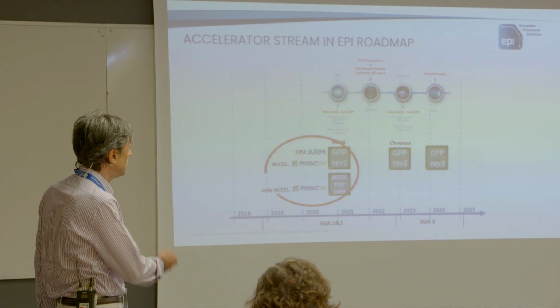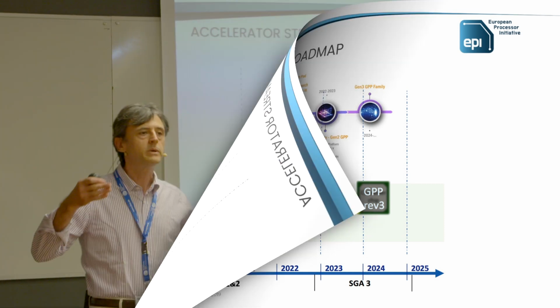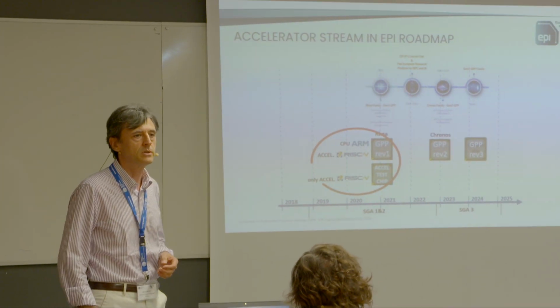So now I will focus on this, because the next steps are later on in the timeline. By the end of 2022, the second revision of the general purpose processor, the GPP, is expected to tape out. And this will be the real product, let's say, that is expected to be ready to be integrated in a supercomputing system.